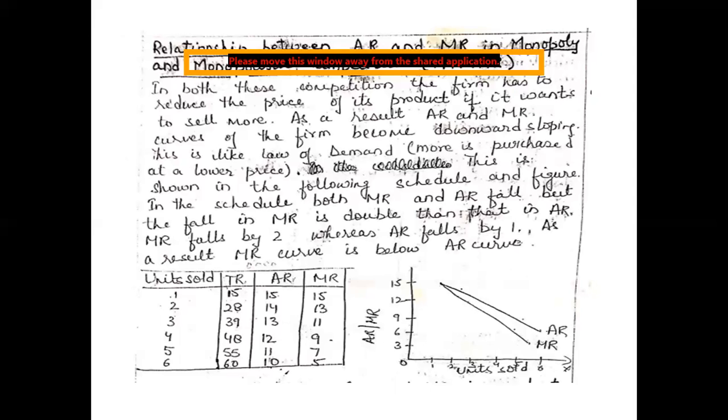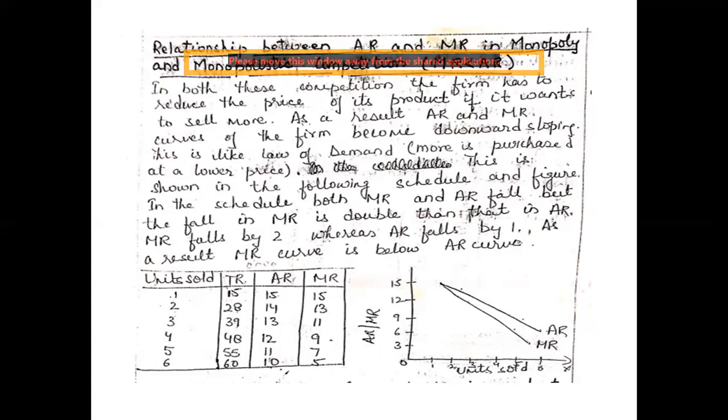Now, the relationship between average revenue and marginal revenue in monopoly and monopolistic competition. The relationship shows that the average revenue will always be greater than the marginal revenue. In both competitions, a firm has to reduce the price of its product if it wants to sell more, and as a result the average revenue and marginal revenue curves of the firm become downward sloping, and this is like the law of demand.